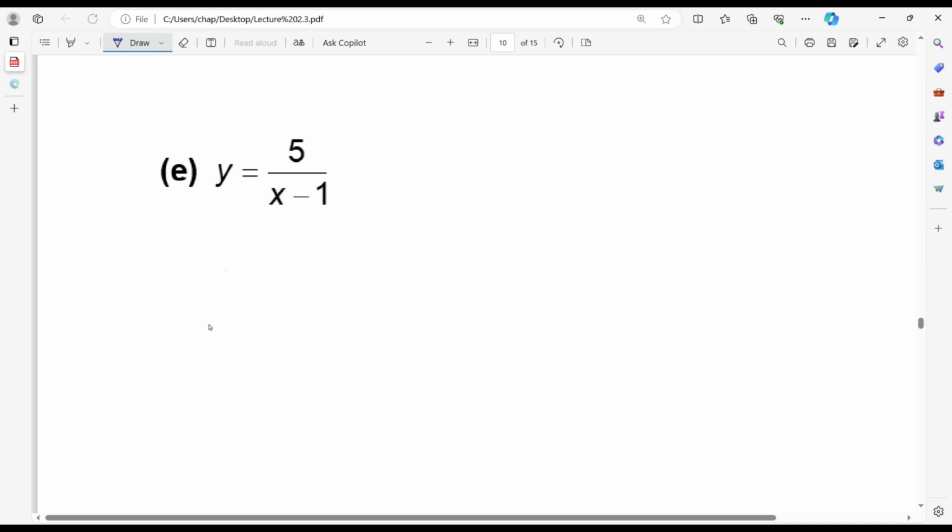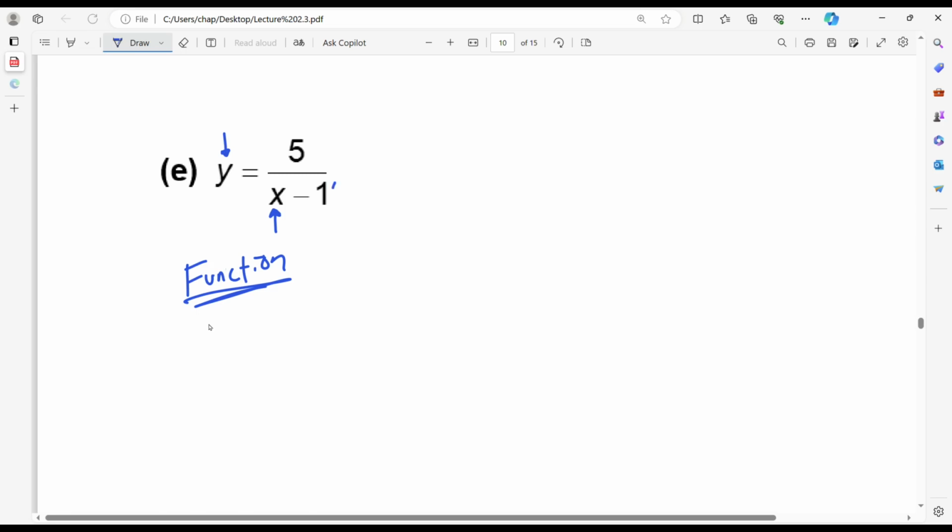In example E, for each input, there is exactly one output, y, and so this is actually a function. Now in the future, we'll be able to graph these, but for now, just realize for this function, we have a unique output for each input because the operation 5 divided by a number minus 1 is always going to give us just one value for y as our output. So this is a function.